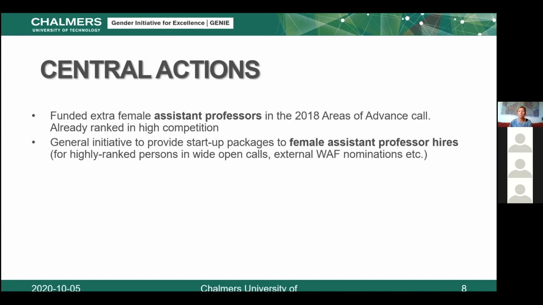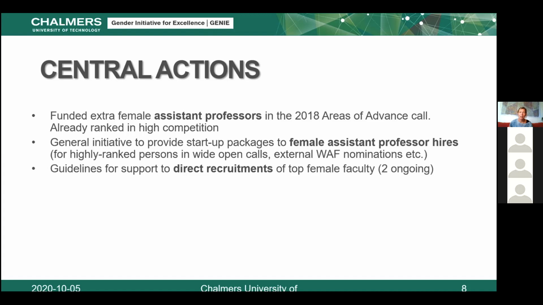But it has to be a highly ranked person, and there should be a big open call for that. We also made guidelines to support direct recruitment. So Chalmers may directly recruit people. So this is a benefit, but it's not easy to find people who want to move their group or maybe want to move to Chalmers.